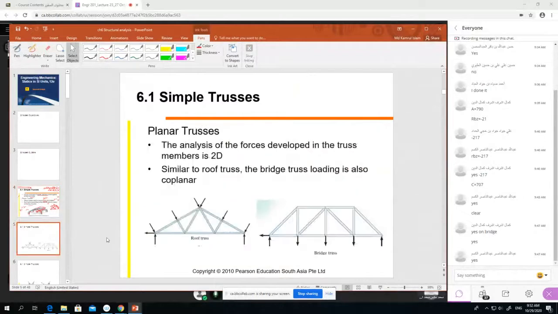Now see the example of a truss. This is a roof truss, as I told you, and this is the bridge truss. A bridge truss could be of two types. Just a moment.